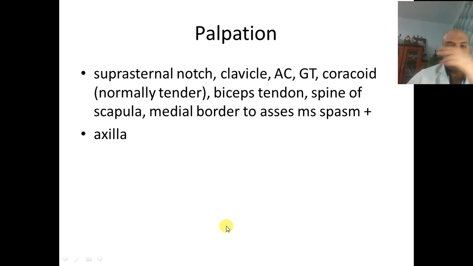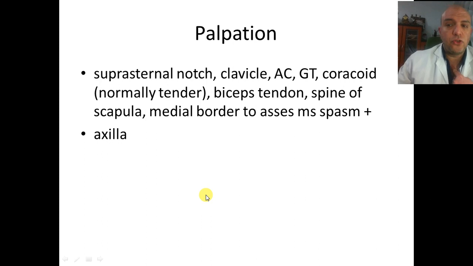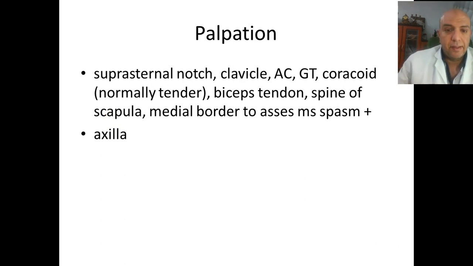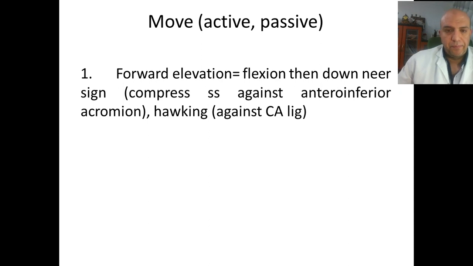Then to the spine of the scapula. So train yourself. Palpation from here: suprasternal notch, then the clavicle, AC joint, coracoid, GT, bicipital tendon, then spine of the scapula and medial border of the scapula. Please don't forget the axilla. The axilla is an important part, has an anterior wall, anterior fold, and posterior one and the floor. Please palpate.